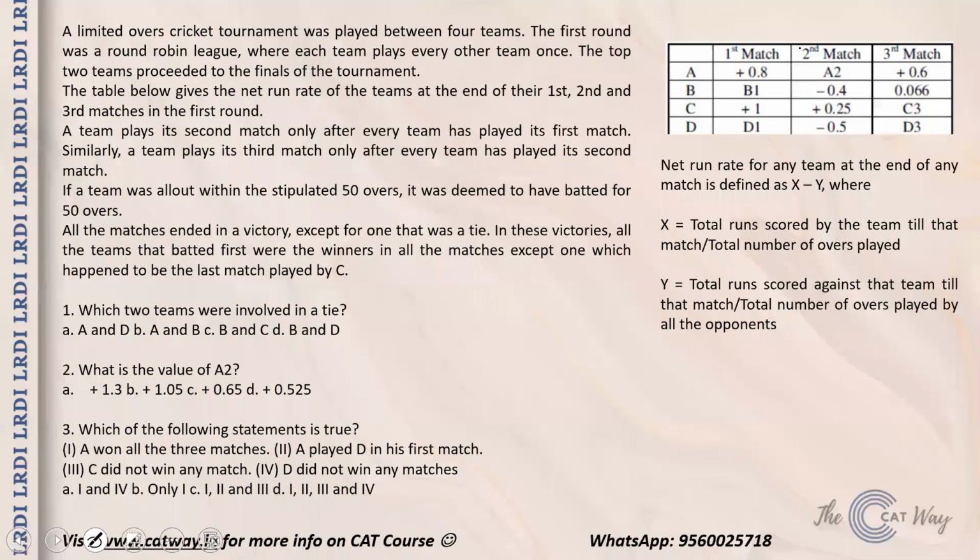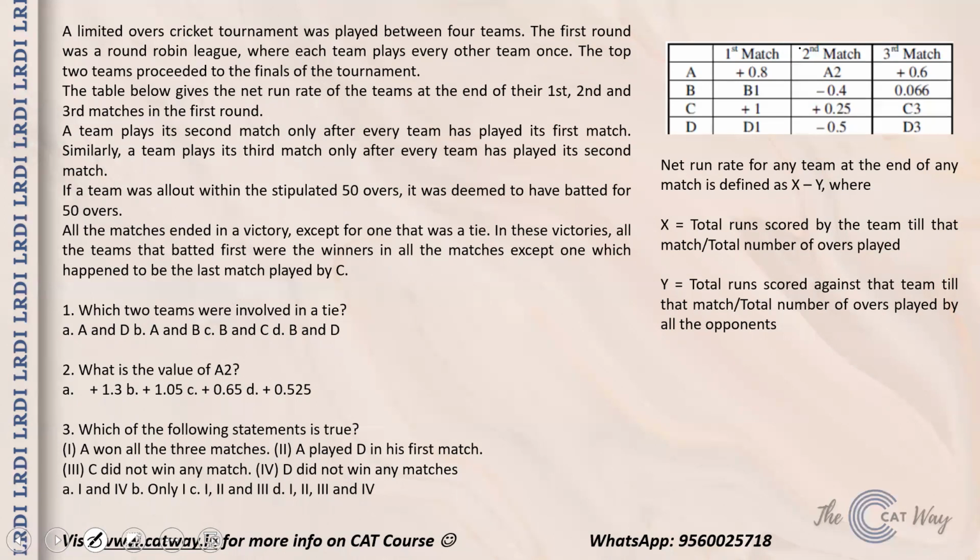Now the question that we have is that a limited overs cricket tournament was played between four teams. The first round was a round robin league where each team plays against every other team once. Now the top two teams proceed to the finals of the tournament. The table given below gives the net run rate of the teams at the end of first, second, and third matches in the first round.